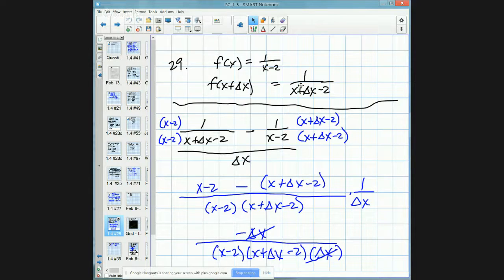The way they write it, they want you to use the delta x formulation. So we need to find f of x plus delta x minus f of x, all over delta x. In order to do that, we know what f of x is. We just have to find this f of x plus delta x, and you remember the way to do that.